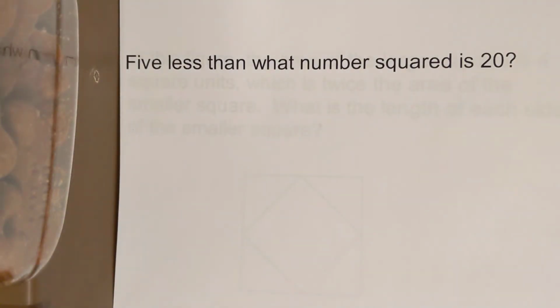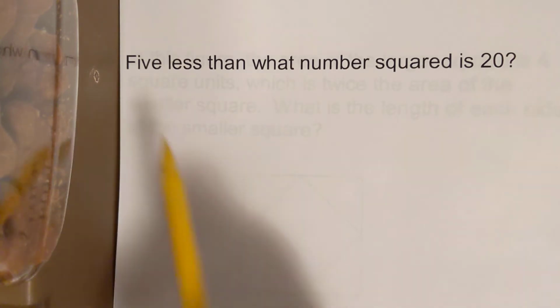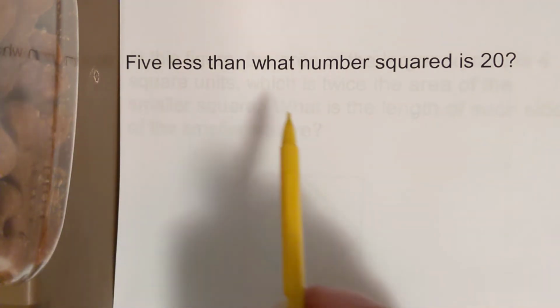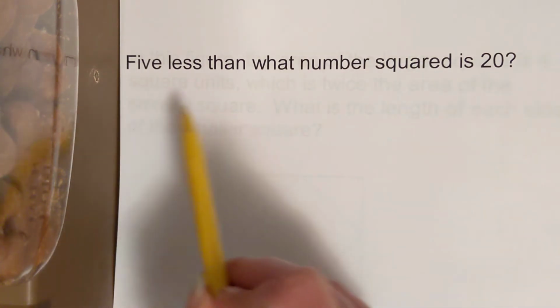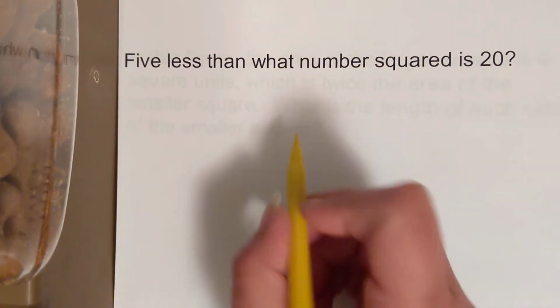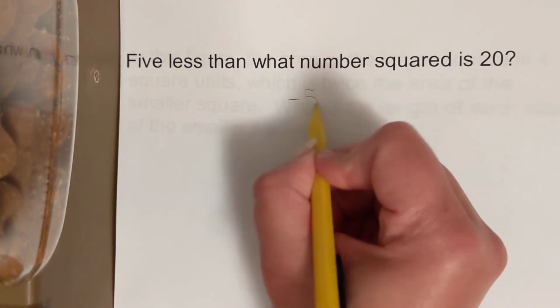All right, here's one of those statements that we have to change into an equation. It says 5 less than what number squared is 20? So 5 less than, that means I have something and I'm subtracting 5.